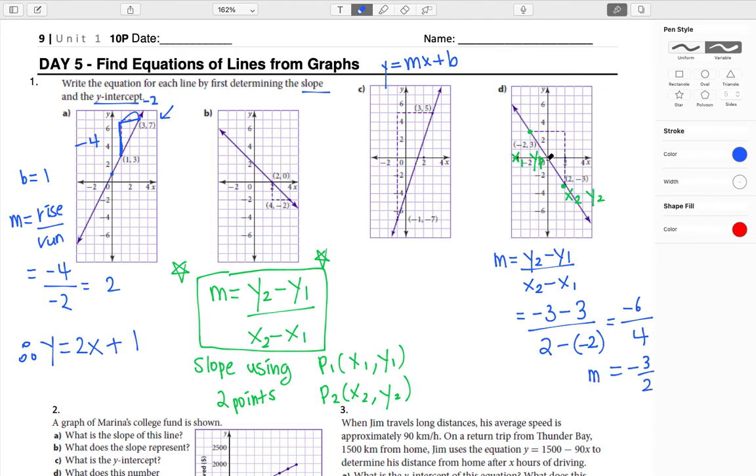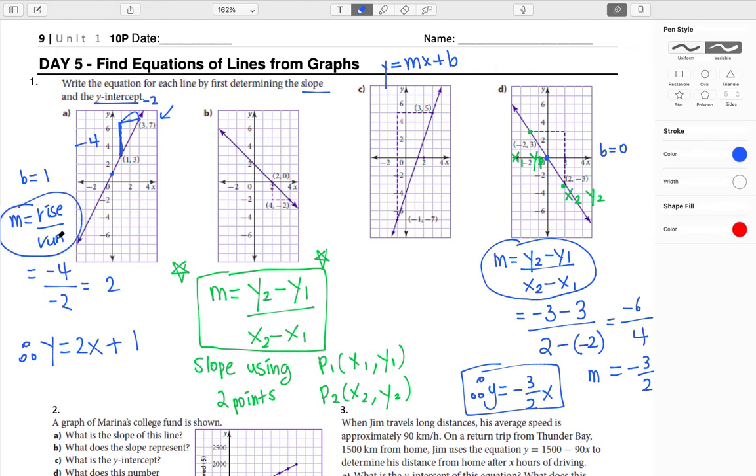And just by looking at the y-axis, it looks like my y-intercept is touching at 0. So therefore, the equation of this line is y is equal to -3 over 2x. Okay, because the y-intercept is 0. So it might be easier for some people to use this formula, or you can use the second formula, which is rise over run. Okay.